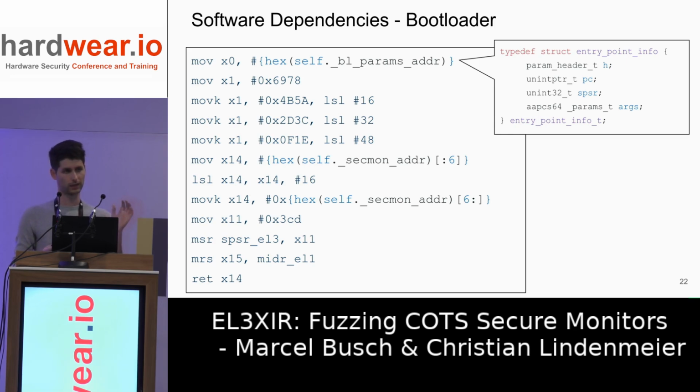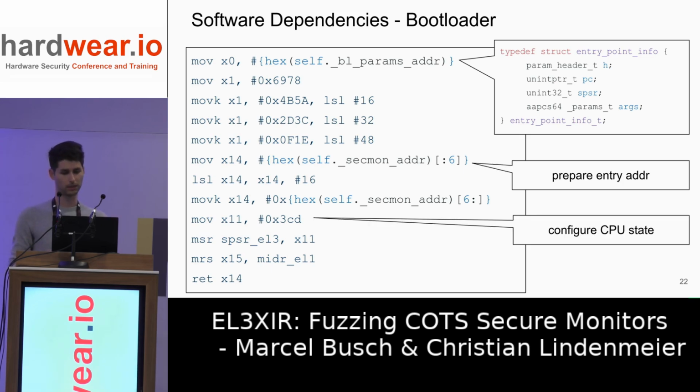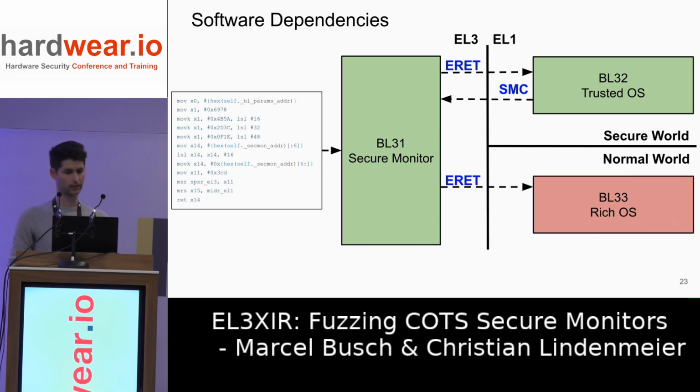And after we set all of those must-have parameters, we set up the CPU to prepare to jump to the secure monitor binary that is already placed inside the memory. Then we will configure the CPU, and in the end, we can just execute a return instruction and jump to the secure monitor. We can place all of that bootloader inside memory, and we can start our emulation basically here at the first instruction. And then this would look something like this.